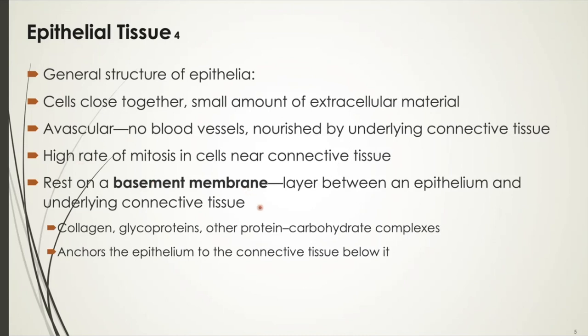And so you're going to find, this is really important here. I mean, all of this is important, but we haven't talked about this yet. Your epithelial tissue is going to rest on a basement membrane, okay? That basement membrane, if you think about it, the basement, the very bottom layer, is going to be a layer between an epithelium and underlying tissue. That basement membrane might contain collagen, glycoproteins. If you recall, glyco meaning sugar, protein, so it's a sugar protein combination, or other proteins or carbohydrate complexes. The basement membrane anchors the epithelial tissue to the underlying connective tissue. So it's essentially the barrier between the two.